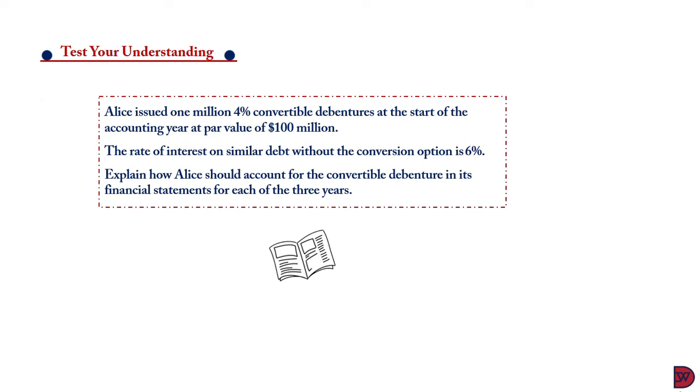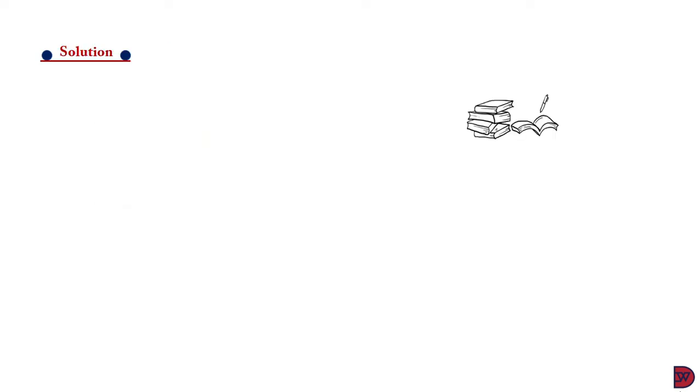The effective interest on similar debt without a conversion option is 6%. Now, we have to explain how Alice should account for the convertible debenture in its financial statement for each of the 3 years. So when we come to the solution, the legal liability is recognized at the present value of the future cash flows, discounted at the rate of interest on similar debt without a conversion option.